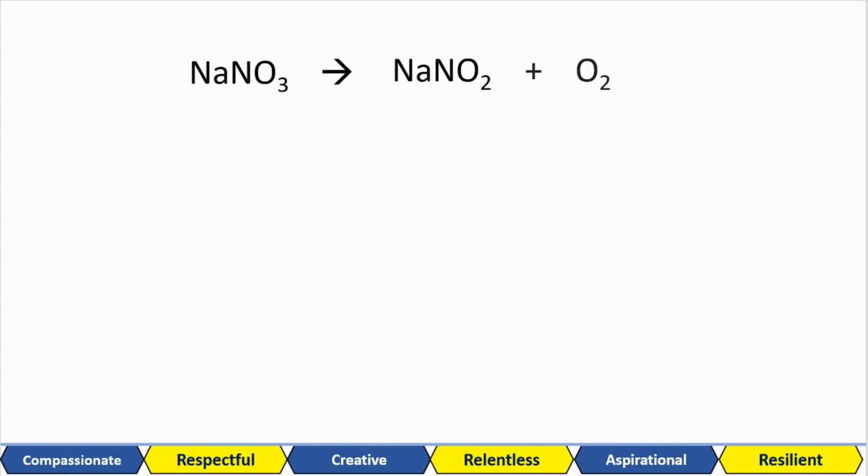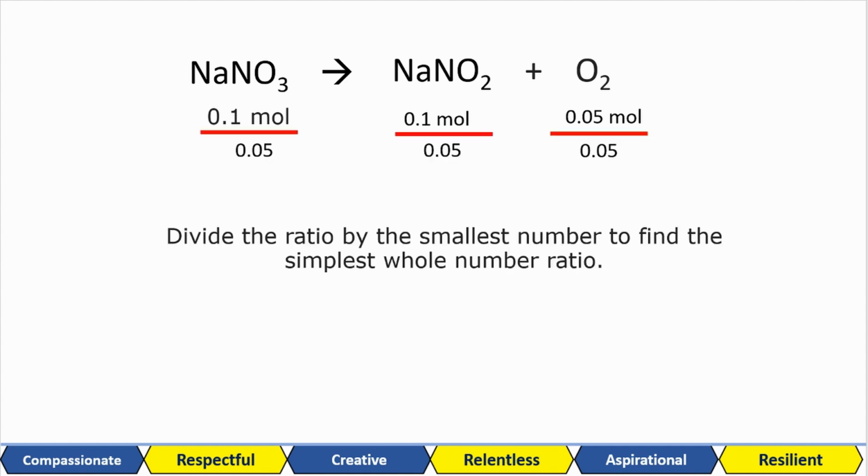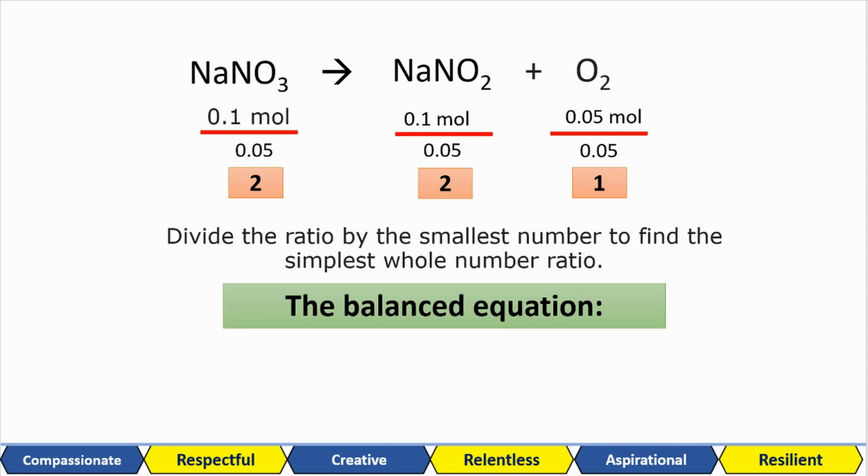Now we're on the second to last stage where we divide by the smallest number. This is 0.05 moles, so dividing each by 0.05 gives us 2 moles of our sodium nitrate, 2 moles of our sodium nitrite, and 1 mole of our oxygen. Therefore, this is the complete balanced equation.